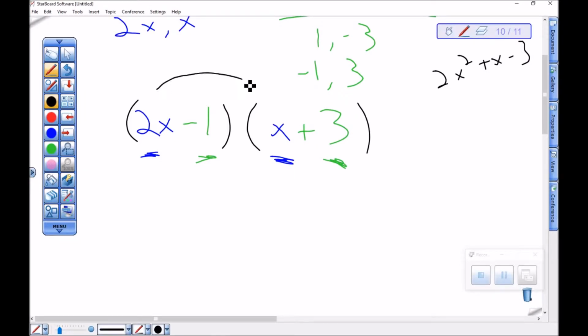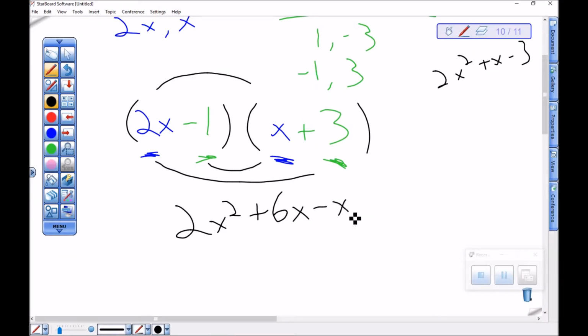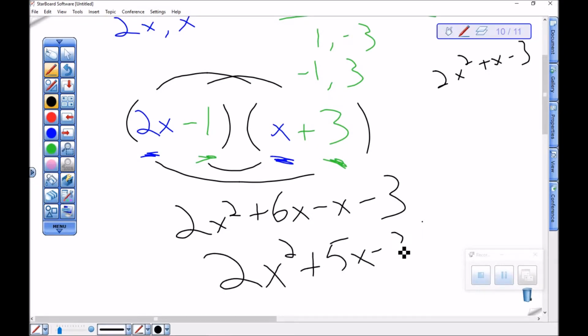So 2x times x gives me 2x squared, which it better. You better get the right first term because that's how we picked those values. It's how we picked the first spot. Then I've got my outside. So 2x times 3 is plus 6x. Then I've got my inside, which is minus 1 times x, which is minus x. And then I've got my last, minus 1 times 3 is negative 3. And again, that gives me my last term, that minus 3, because that's how I picked those factors. So this is 2x squared plus 5x minus 3.